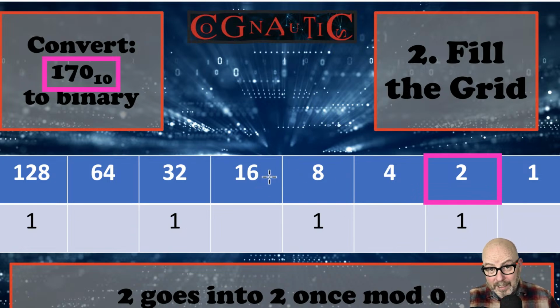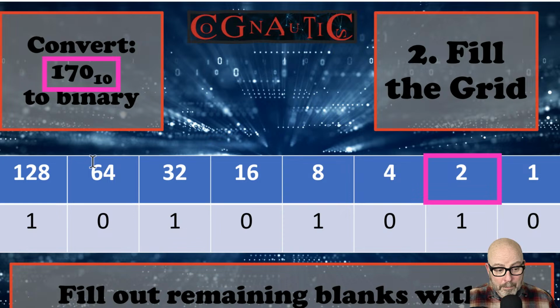You just fill in all the blanks with zeros. And that is how you convert a decimal, a denary number, into a binary number. Easy peasy, isn't it? Simple as you like. Go back and practice a few. This is guaranteed to be in there.